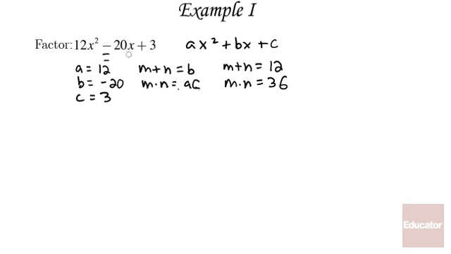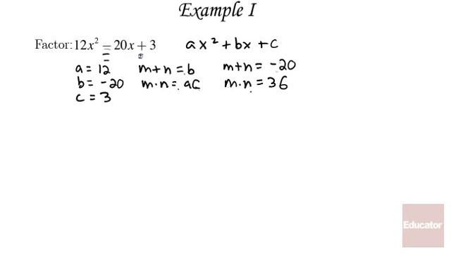Actually, correction, m plus n is B. B is negative 20. Okay, so B is negative 20, which equals m plus n, so it's negative 20. The product is 36.